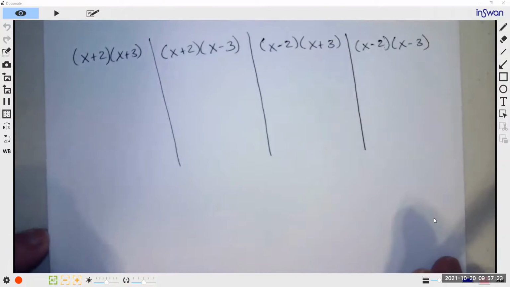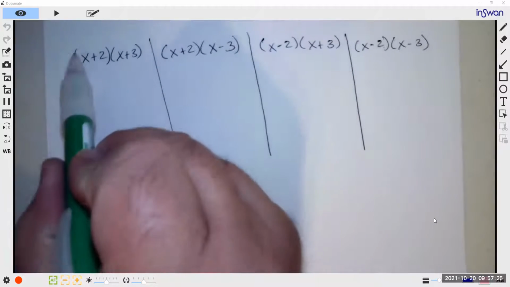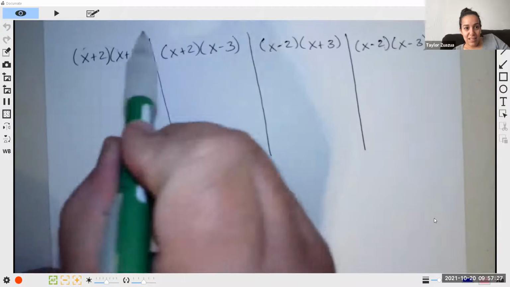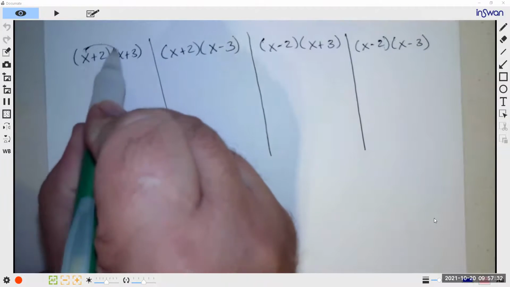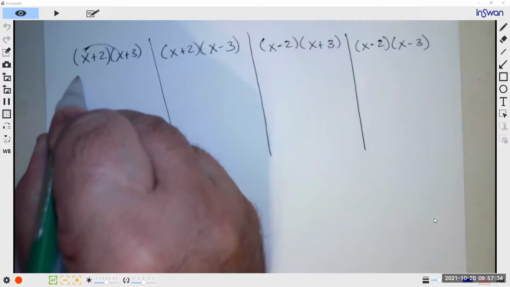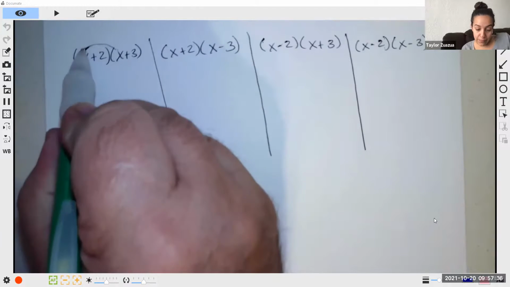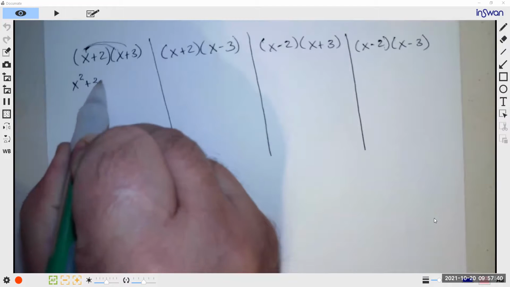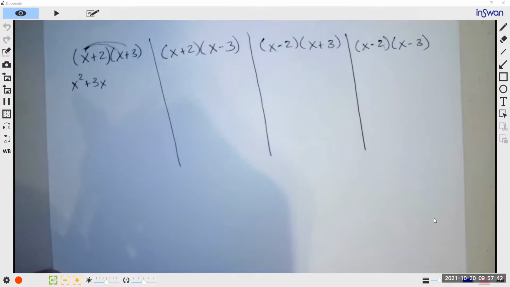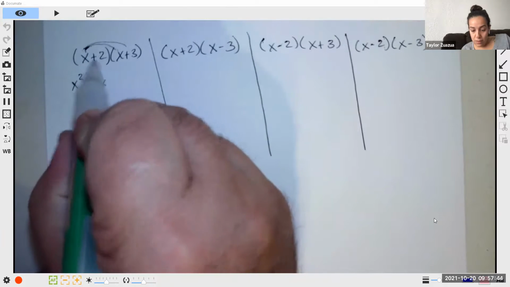Well, this is FOIL mode. First, outer, inner, last. X times X is X squared. Positive and positive is a positive. X times 3 is 3X. Now that's it for the first one.